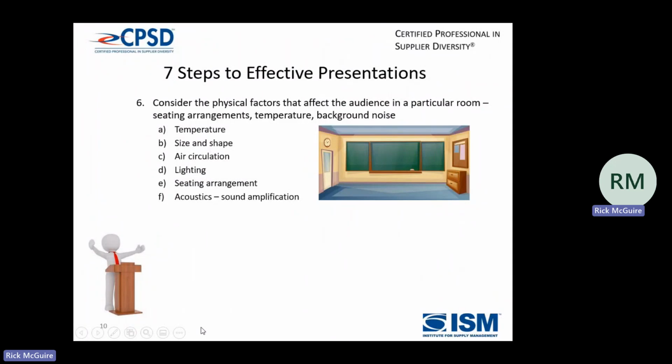Step 6, consider the physical factors that affect the audience in a particular room: seating arrangements, temperature, background noise, sunlight, etc. Temperature, size and shape, air circulation, lighting, seating arrangements, acoustics. Can everybody in the back hear?